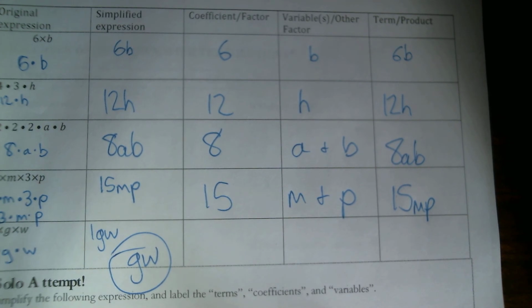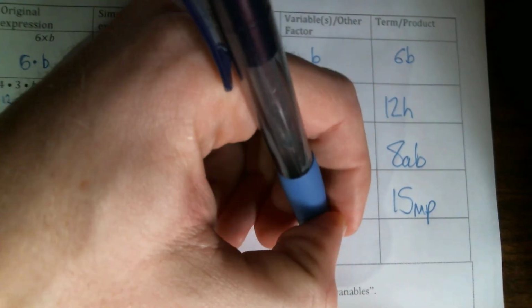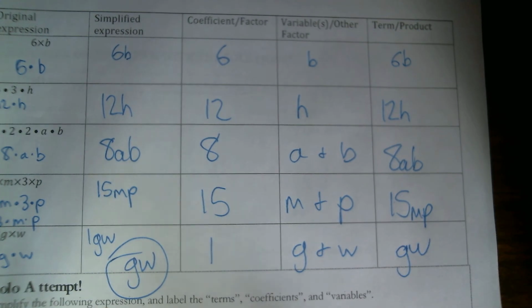And when I do that, I know, even if there's not a number here, I know 1 is always the coefficient. So here, 1 is my coefficient. g and w are also my variables. My whole term is gw. Again, when we don't see anything out front, we just assume it's a 1.